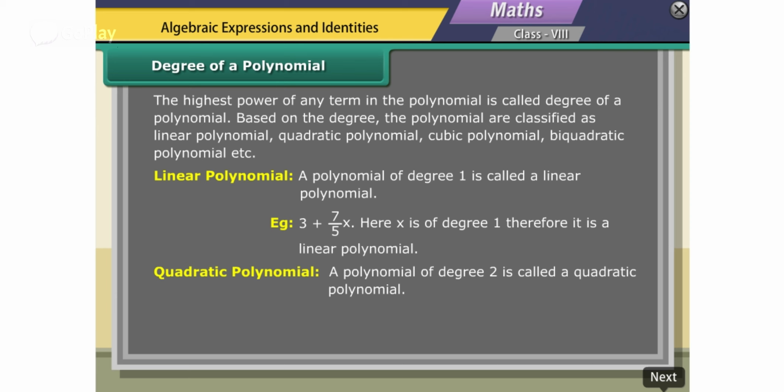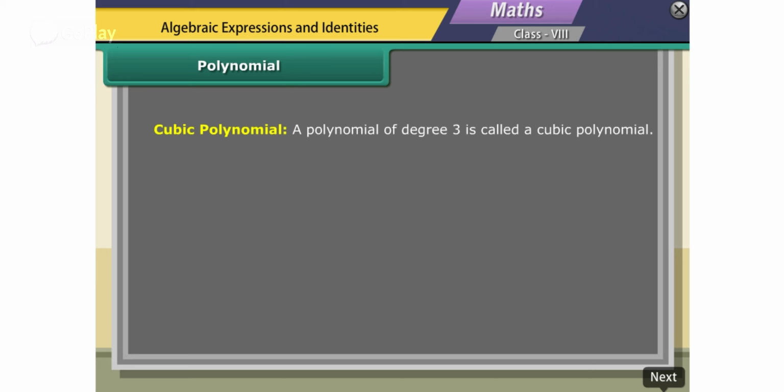Quadratic polynomial. A polynomial of degree 2 is called a quadratic polynomial. Example: x squared minus 4x plus 4. Here x is of degree 2, therefore it is called a quadratic polynomial. Cubic polynomial. A polynomial of degree 3 is called a cubic polynomial. Example: x cubed minus 3x squared plus 5x plus 1. Here x is of degree 3, therefore it is a cubic polynomial.